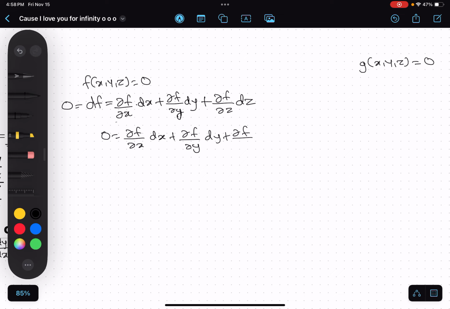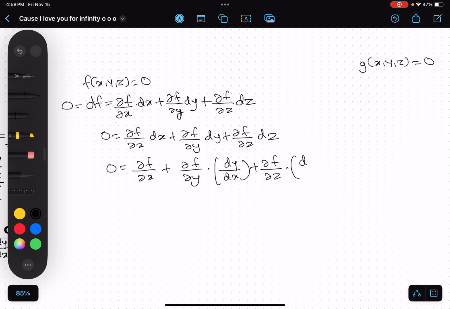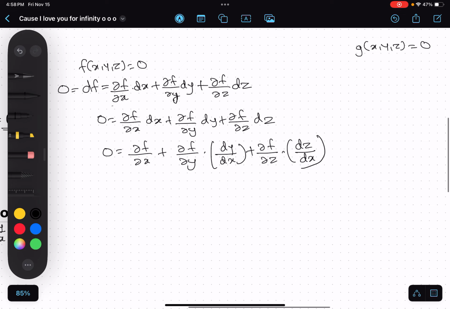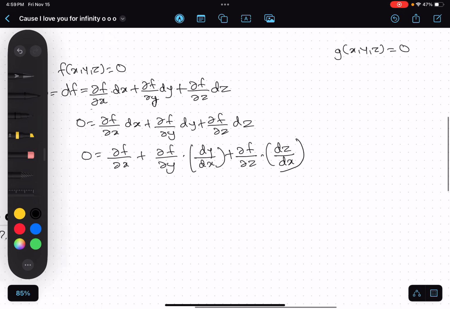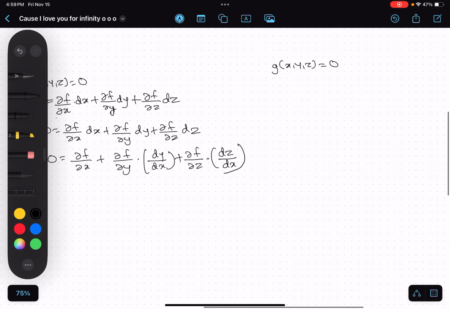So divide all of them by dx, right? So then you get partial f by partial x plus partial f by partial y times dy by dx plus partial f by partial z times dz by dx, right? So we get this equation, but notice that you cannot find dy by dx just from this equation itself, right? So let's try to get another equation.